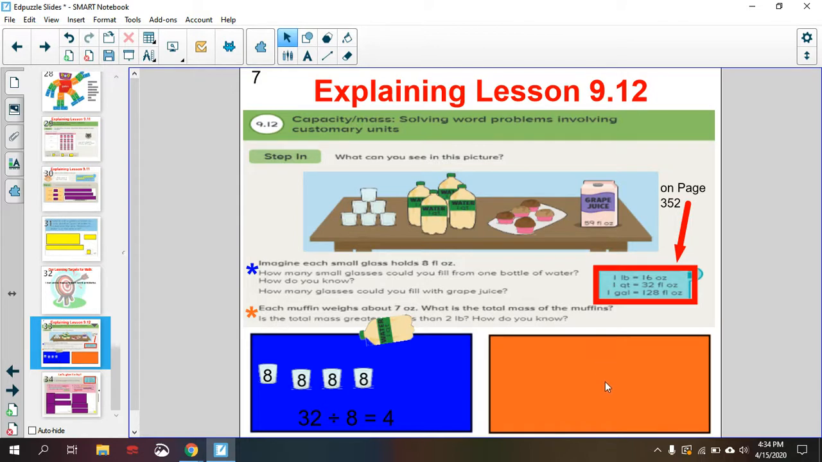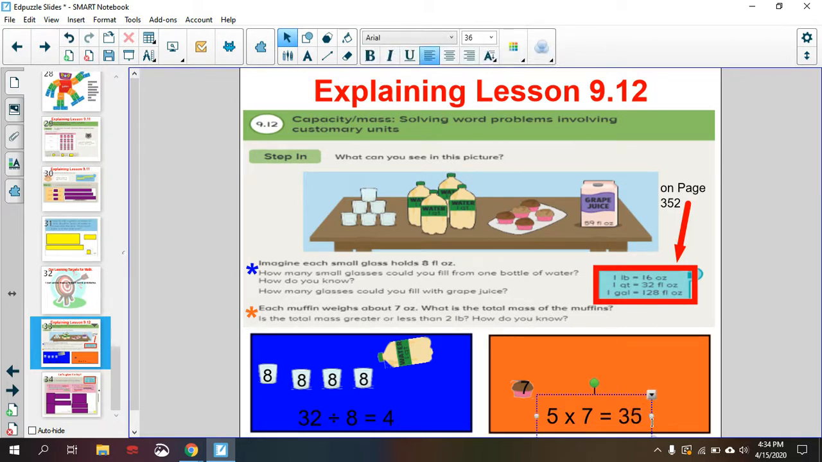Nice job. Now, my next question here talks about a muffin, and it says each muffin weighs about 7 ounces. So again, if I take each muffin down here, and I know that each one weighs about 7 ounces, they want to know how much the whole plate of muffins is going to be. They want to know the total mass. Well, I know there's 5 muffins up there, or 5 groups, and each group they told me was 7 ounces. So really, my math here is 5 groups of 7. What would 5 times 7 be? Yeah, very good. 5 times 7 is going to be 35.